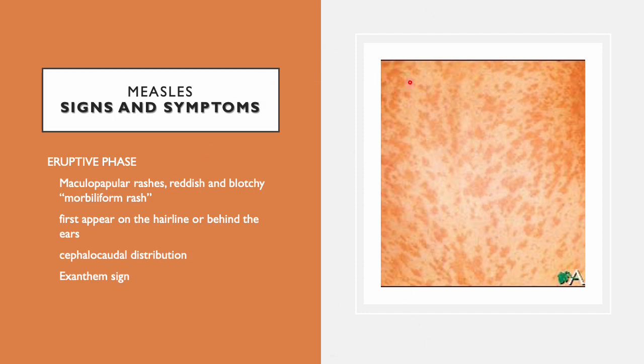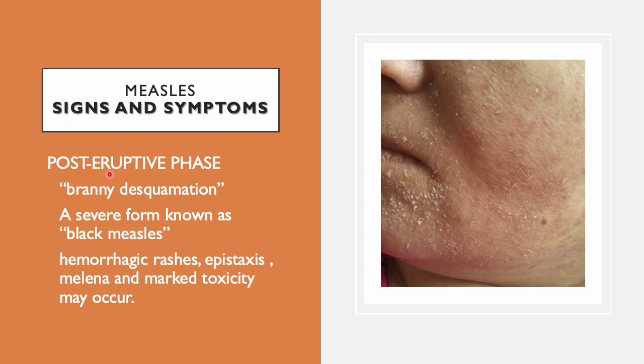Now, the last phase of measles is the post-eruptive phase. So, it is characterized by the branny desquamation. Okay? So, it seems like the skin is peeling off. Now, in severe cases, in severe form, some would call this as black measles kasi yung iba, yung redness nung rashes, nagiging itim siya eventually during the post-eruptive phase. So, it will fade, then it will peel off eventually.